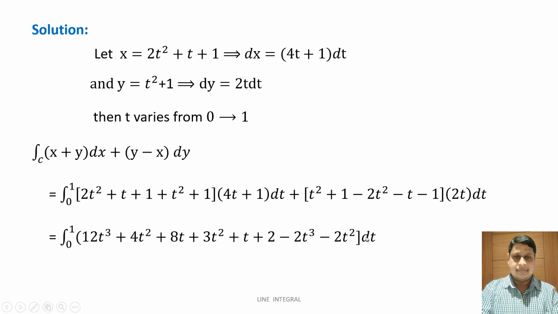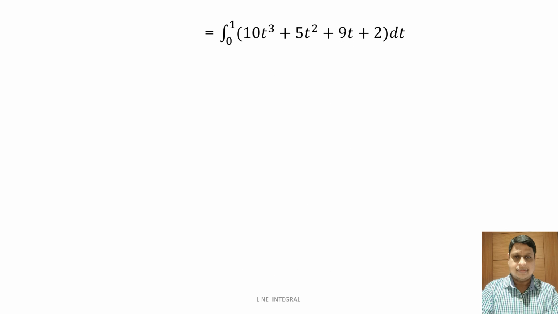into dt. After simplification, next step, we get integration 0 to 1 of 10t cube plus 5t square plus 9t plus 2, dt. We can integrate: 10 constant, t cube is t power 4 by 4, plus 5 constant, t square integration is t cube by 3, plus 9 constant, integration of t is t square by 2, plus the integral of a constant is constant into the variable, that is 2 into t, limit from 0 to 1.